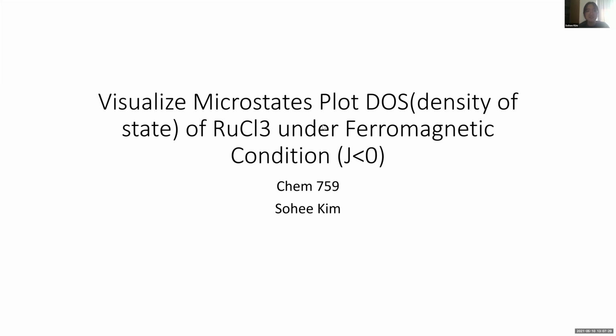Okay, perfect. Because it didn't work, I tried to fix it before that. Sorry, let me start again. I will talk about the visualized microstate plot of density of states of ruthenium under ferromagnetic conditions. Because of the time limitation, I focused on the figures of the results and conclusions.